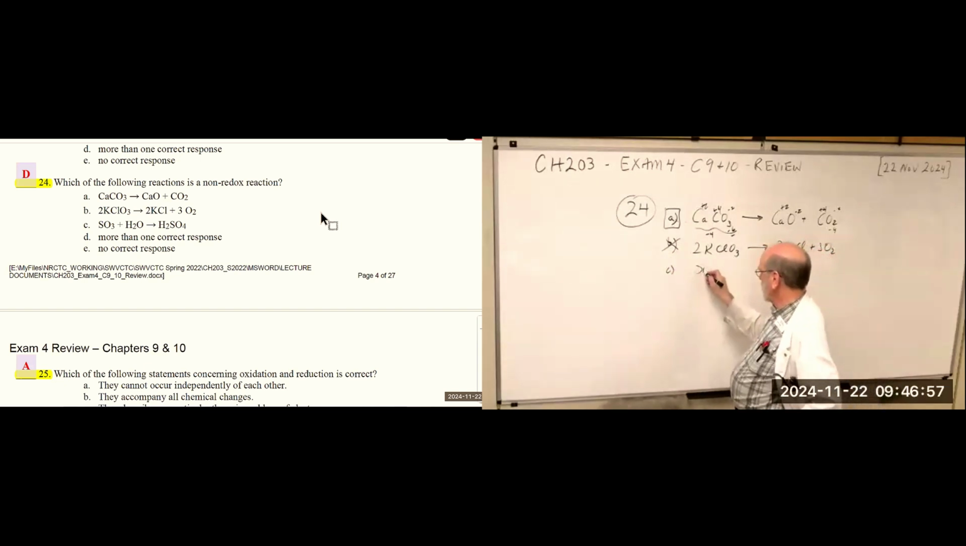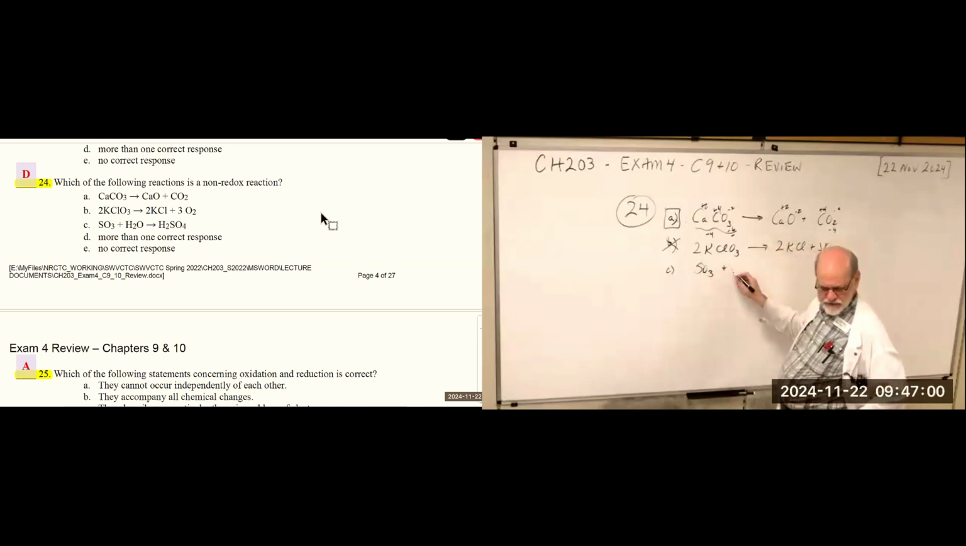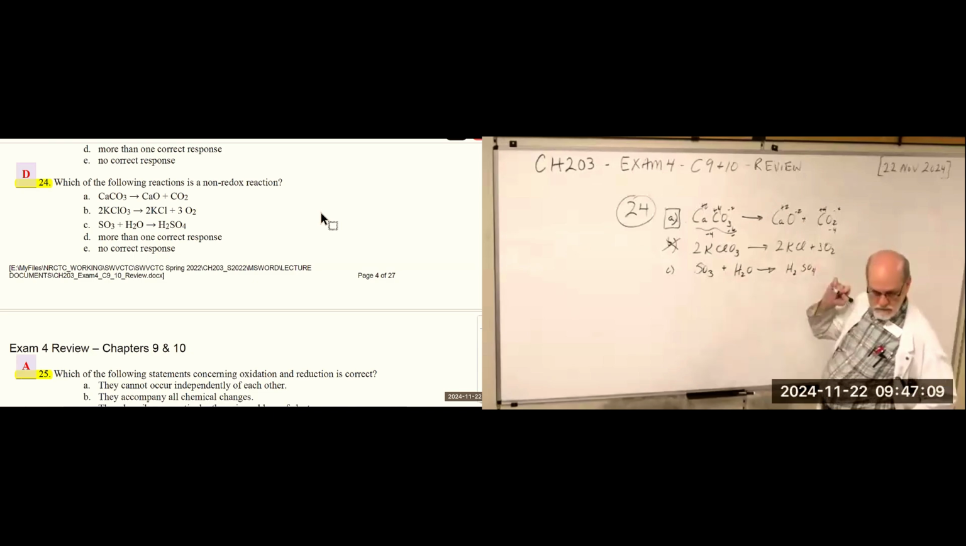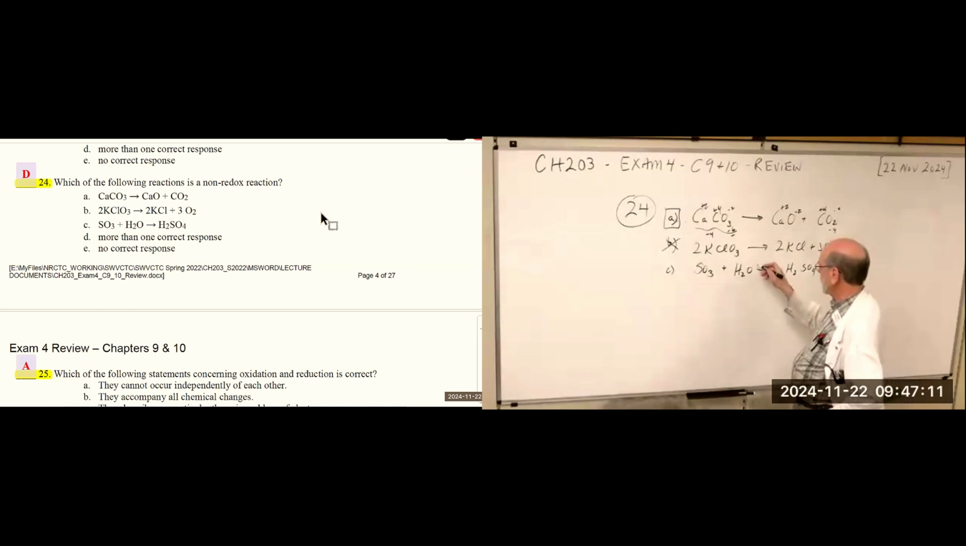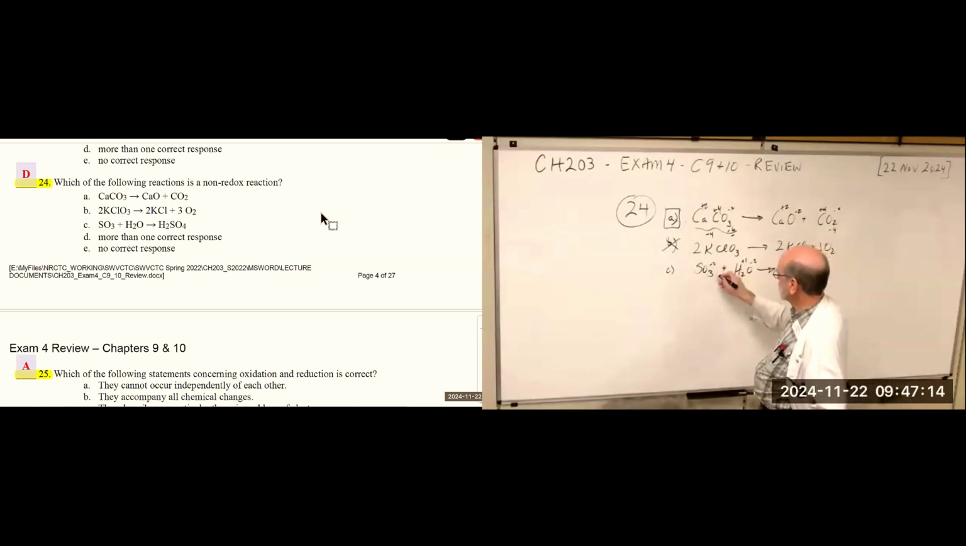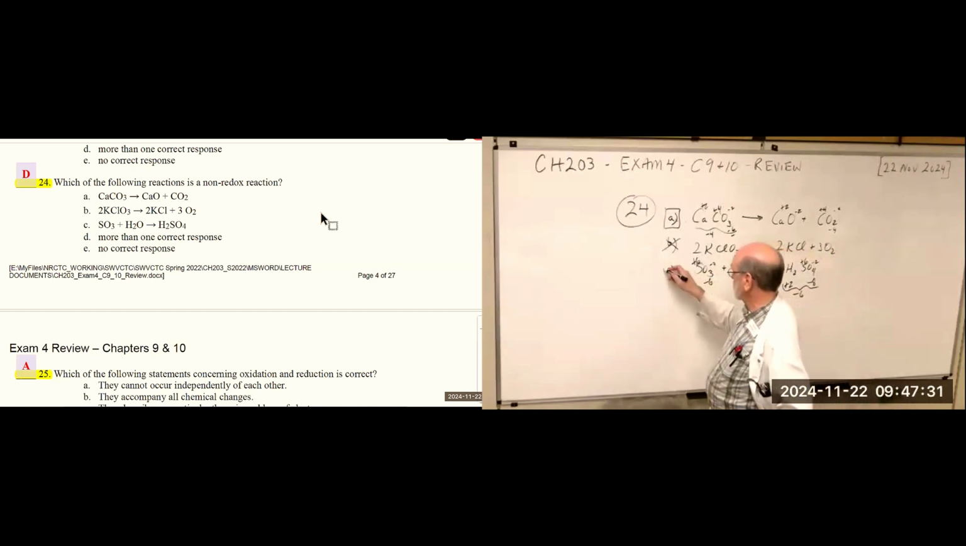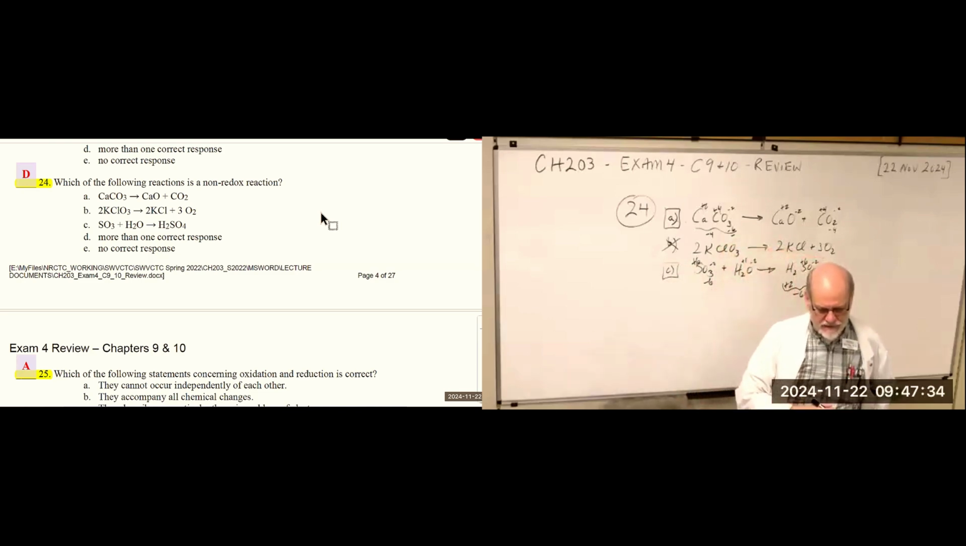How about SO3 plus H2O yields H2SO4? Synthesis reaction. Yep. Okay. -2 + 1 -2 is a -6 total, needs a +6. This is a -2, so that's a -8 total. This is +2. -6 there, so this has to be a +6. Right. So this one is a non-redox. So A and C, more than one correct answer. Okay.